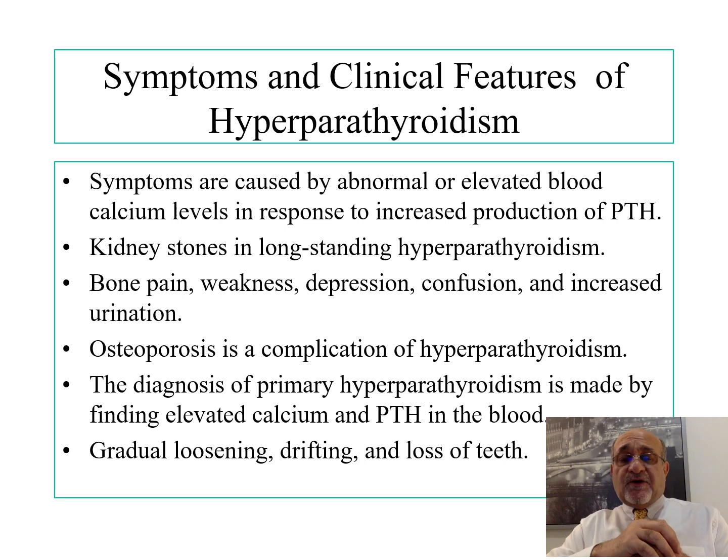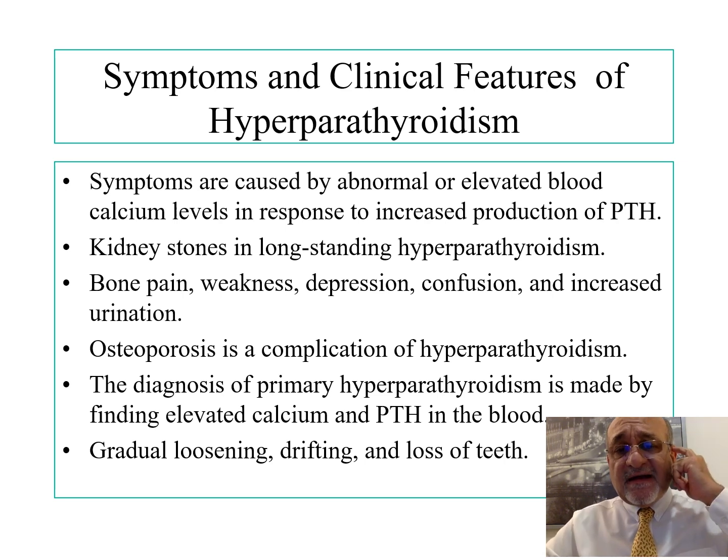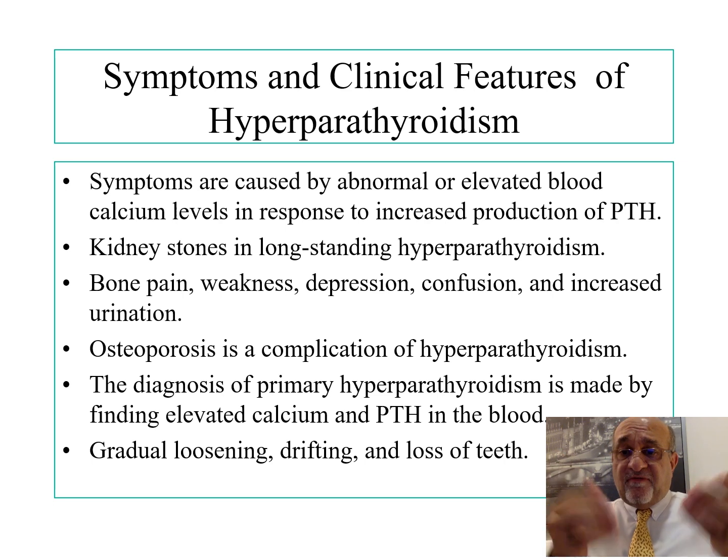Long-standing disease may lead to the formation of osteoporosis as a complication, and the diagnosis of primary hyperparathyroidism is made by finding elevated calcium and parathyroid hormone in the blood. Both of them are elevated.